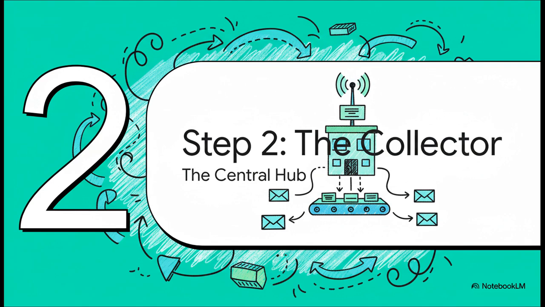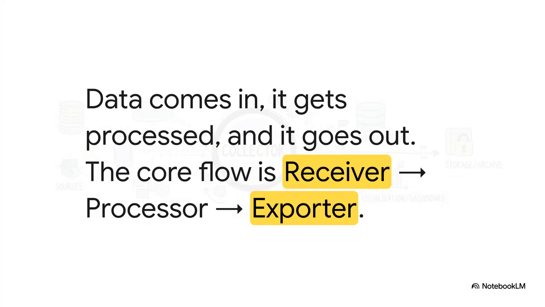Honestly, the best way to think about it is as a central sorting facility, like a giant post office for all your telemetry data. Now, what's so cool about the collector is just how simple its workflow is. Data comes in, it gets processed, and then it goes out. If you remember just one thing about the collector, please let it be this mantra: receiver, processor, exporter. Seriously, this simple 3-step pipeline is the key to absolutely everything it does.